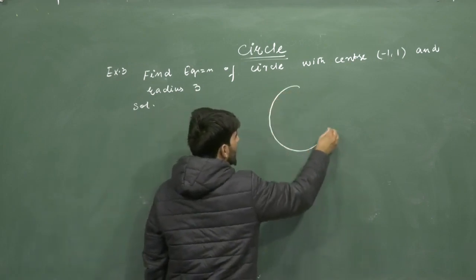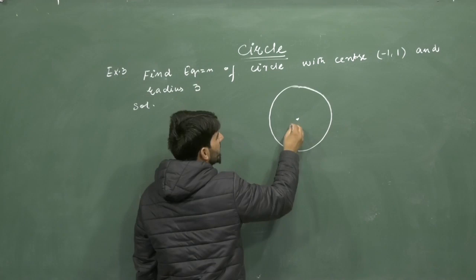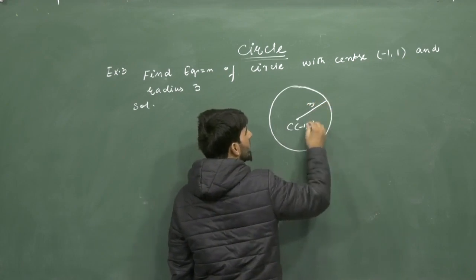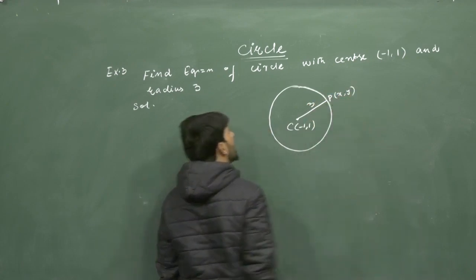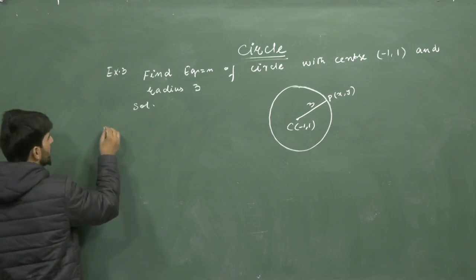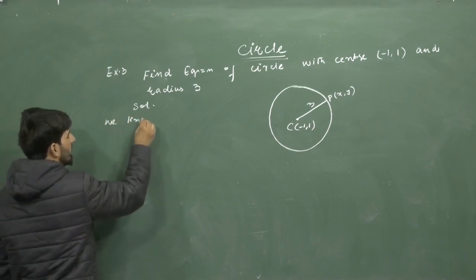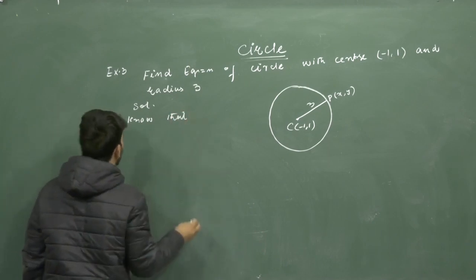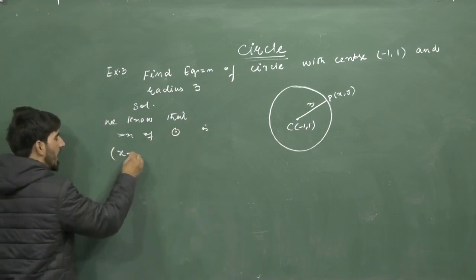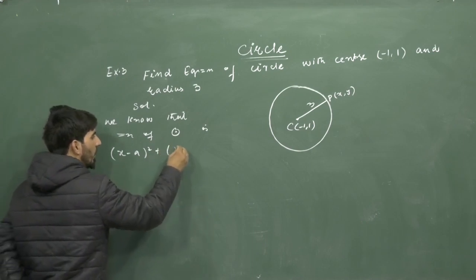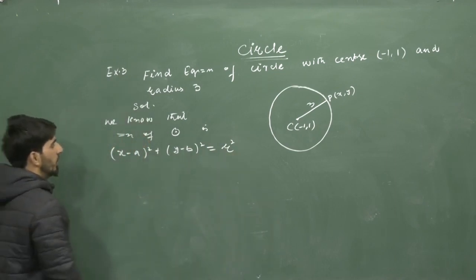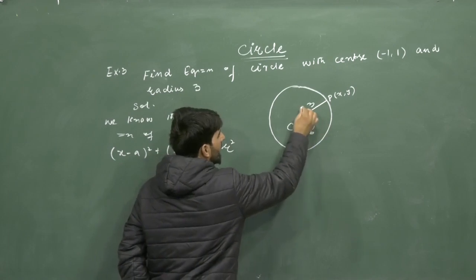So draw a rough sketch of a circle with center (-1, 1) and radius 3, this is P. So the equation of the circle, as we know that the standard equation of a circle is (x - a)^2 + (y - b)^2 = r^2. So here this is a, this is b, and this is r.